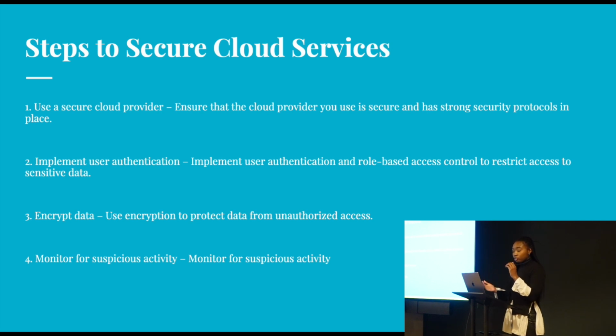How do we use encryption to protect data from unauthorized access? That can be whitelisting, externally or internally, looking at different role-based identity access management tools as well. And number four, monitoring of suspicious activity. Monitoring for suspicious activity can be implemented by increasing the knowledge of what kind of tools we can have to monitor these alerts as well.